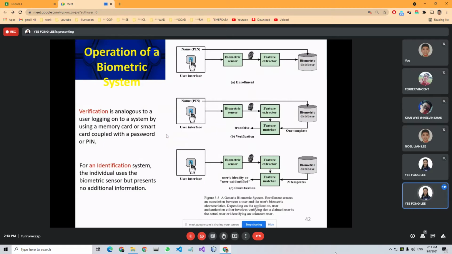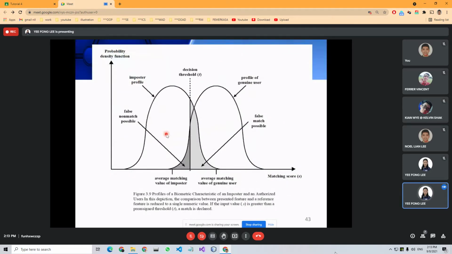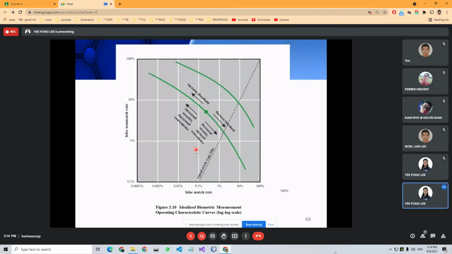Next one, we look at the graph here. In general, there are false matches also, the shaded area. In the shaded area, false matching is possible, which means not 100% accuracy. So this graph shows the false match rate versus the false non-match rate. They call it the operating characteristic curve.